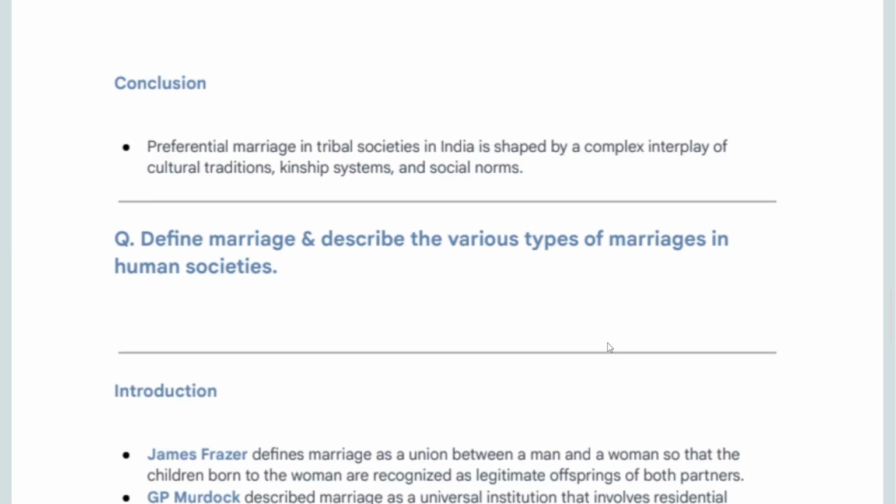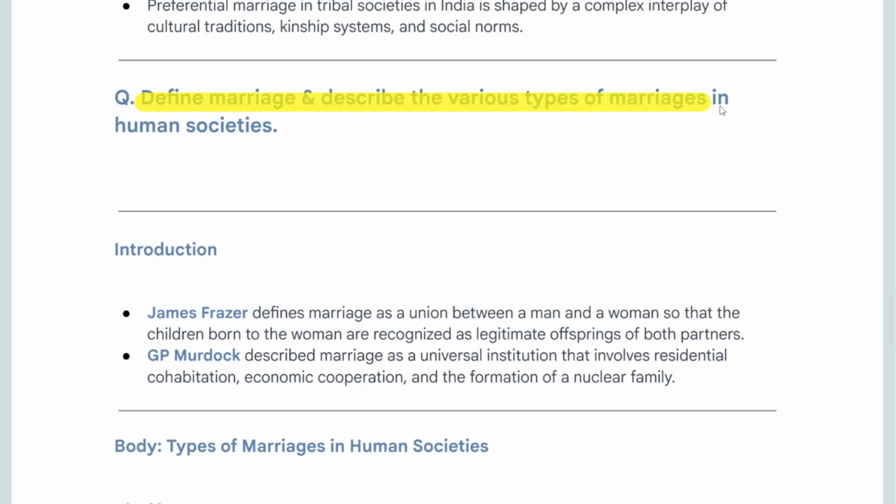A foundational question from 2014. Define marriage and describe the various types of marriages in human societies. Back to basics, but with all this context now. Right. Definitions matter. James Fraser defined marriage focusing on legitimacy. A union, so that the children are recognized as legitimate offspring of both partners. Focus on the kids.